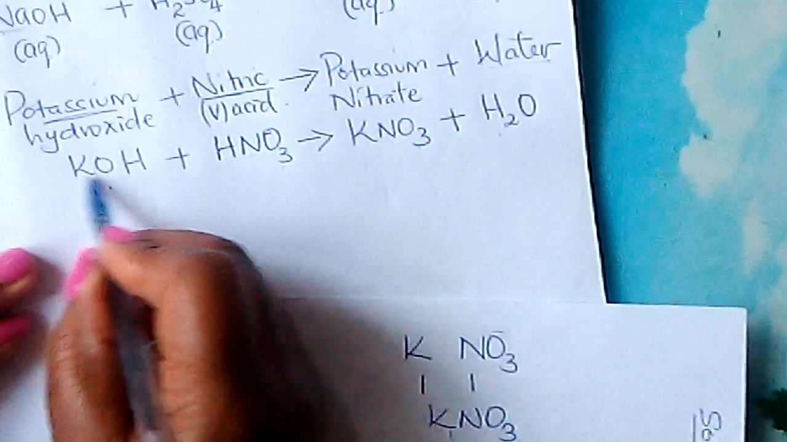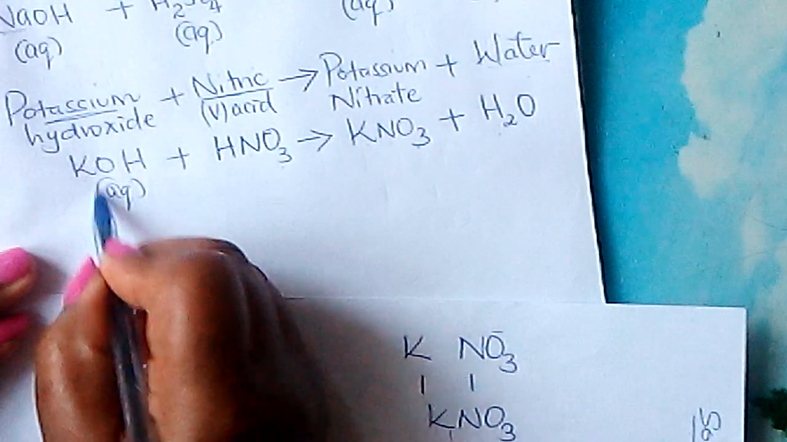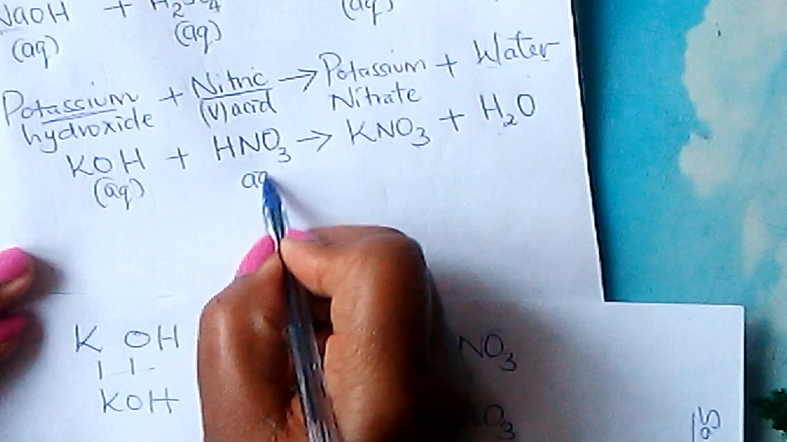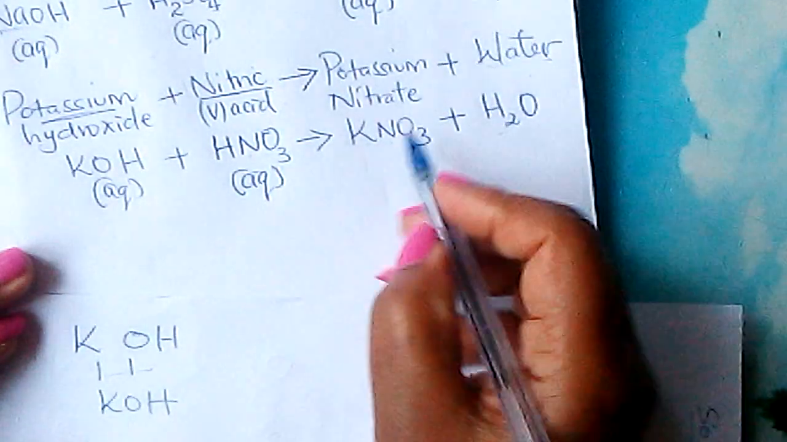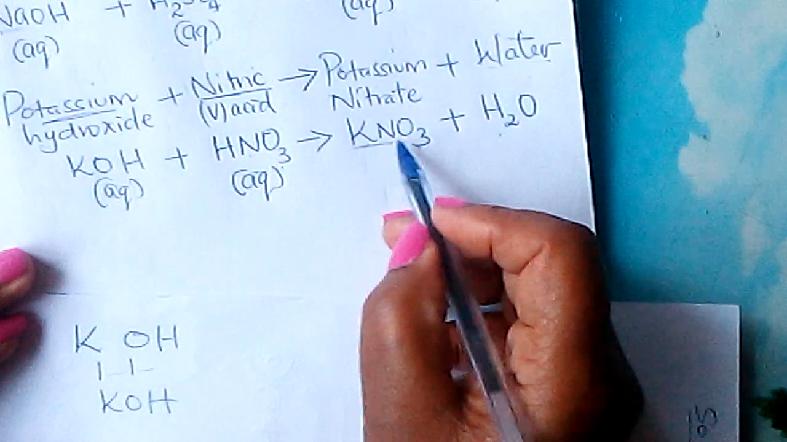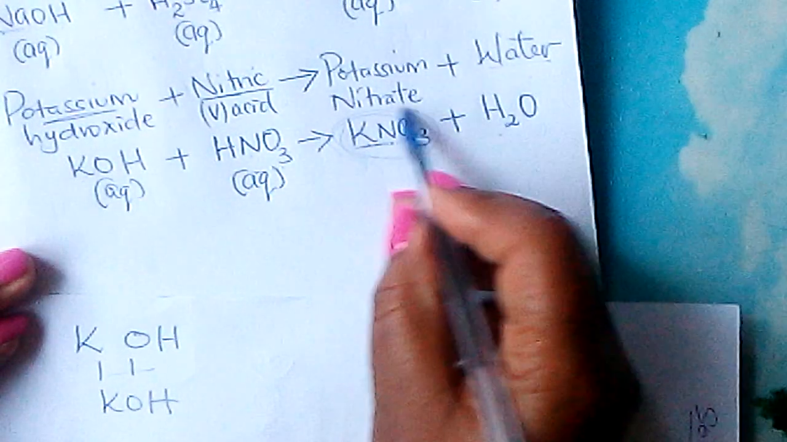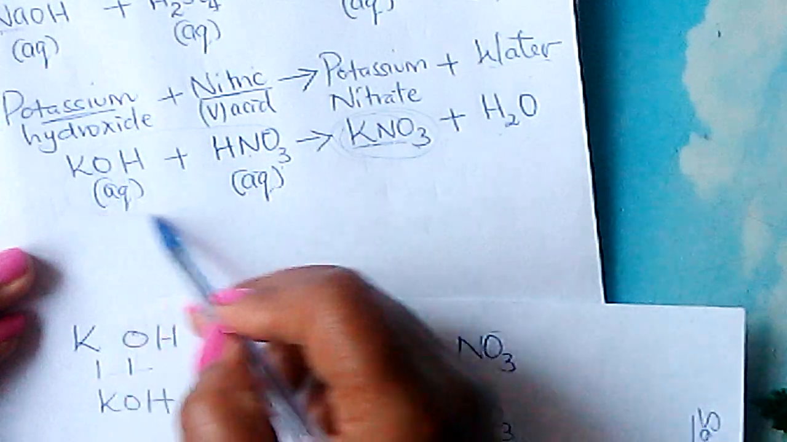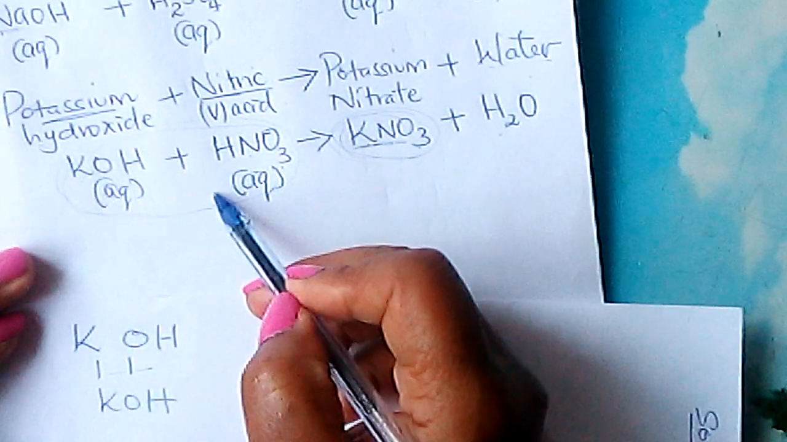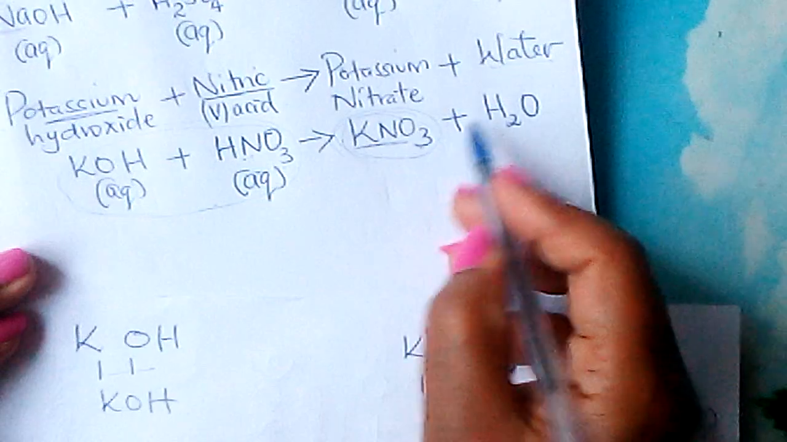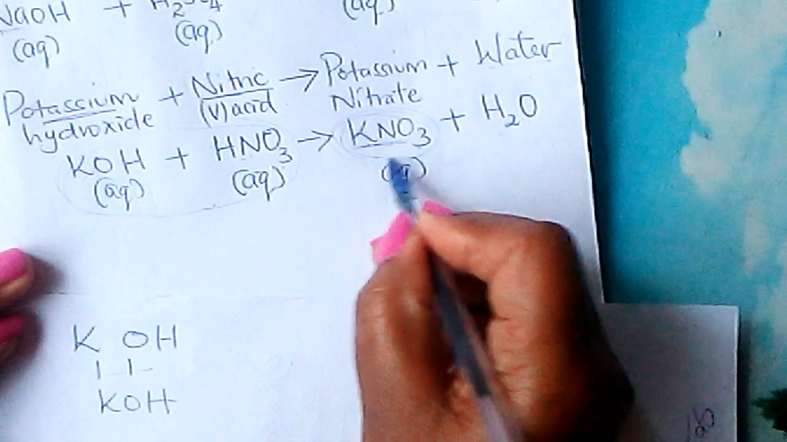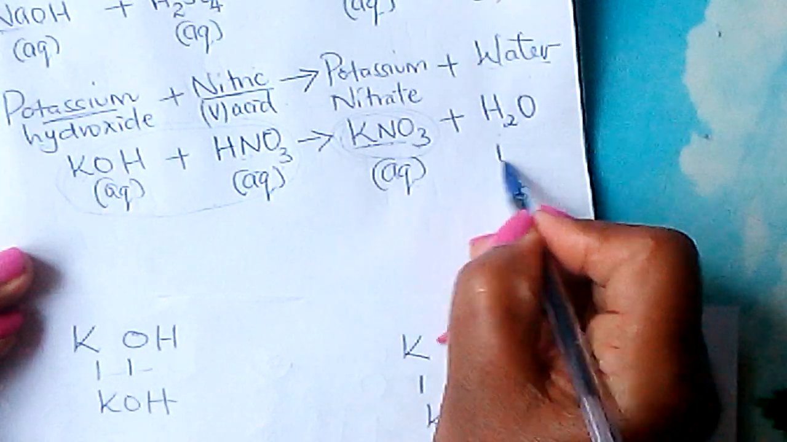Put the states. Potassium hydroxide solution, aqueous. Dilute nitric acid, it has some water, aqueous. Potassium nitrate. All nitrates are soluble in water, Lana. Once this is formed, it will dissolve in the water which is in this vessel where these two are. So it dissolves to form a solution, so aqueous, and this is a liquid.